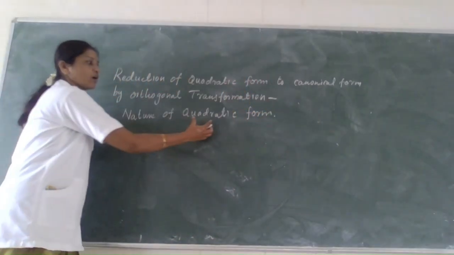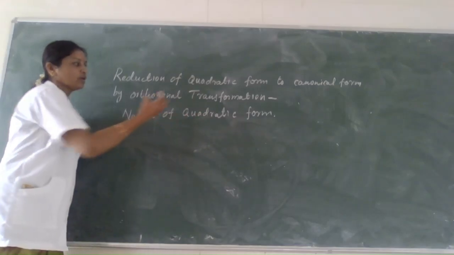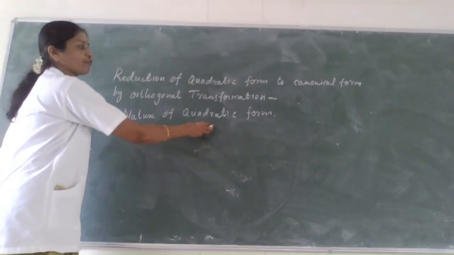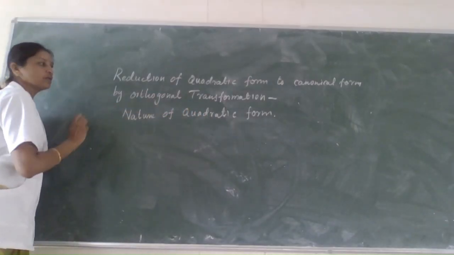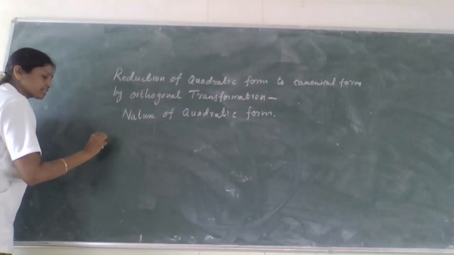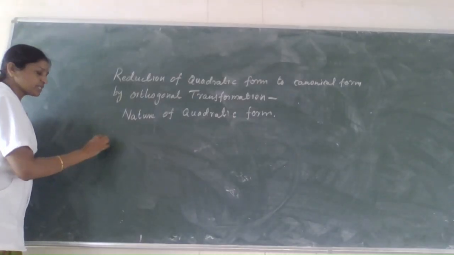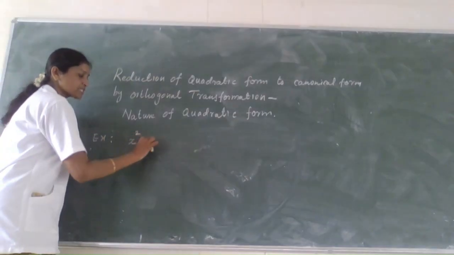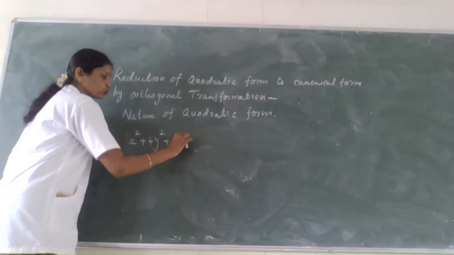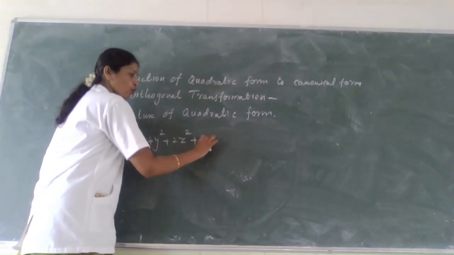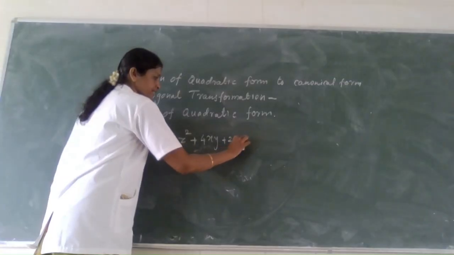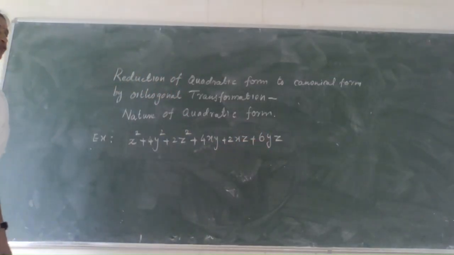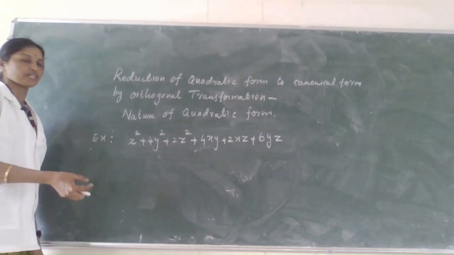So first of all, what is a quadratic form? A homogeneous polynomial of second degree in any number of variables is called quadratic form. For example, consider three variables x, y, z. So the quadratic form is x square plus 4y square plus 2z square plus 4xy plus 2xz plus 6yz, which is an example of quadratic form involving three variables x, y, z.